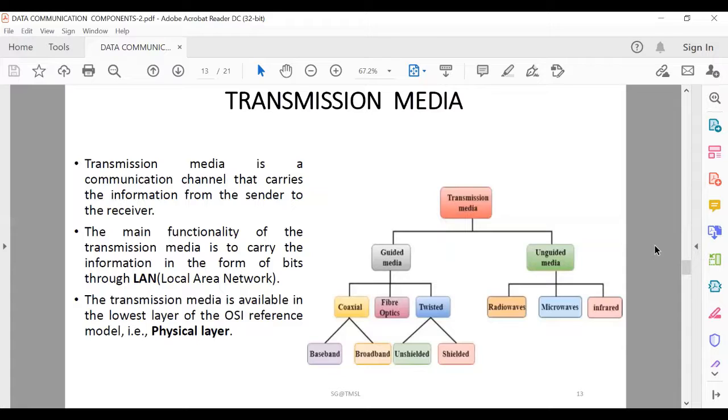Different transmission media have different properties, such as bandwidth, delay, the cost, and ease of installation and maintenance, etc. There are some factors, like the bandwidth factor, transmission impairment, or they may have some interference. These are to be considered when you need to design the transmission media.